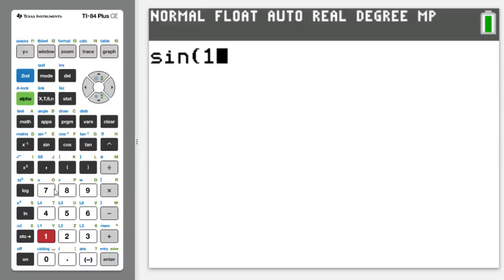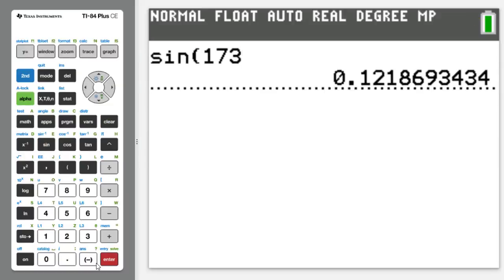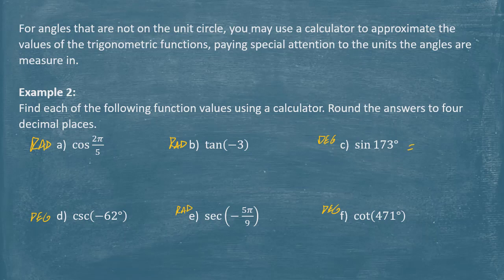Let's just do the first one, sine of 173 degrees. So just type sine 173, press enter, and it gives us our value. I think this said in the instructions around 4 decimal places, so 0.1219.